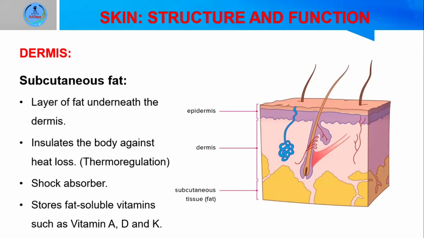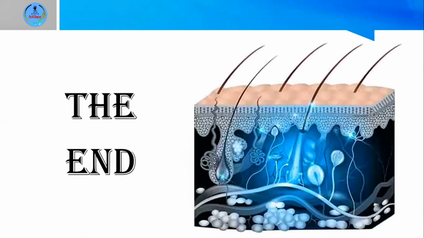Number two, it acts as a shock absorber. It protects the internal parts of the body from mechanical damage. And lastly, it stores fat-soluble vitamins such as vitamin A, D, and K. Now, we have fat-soluble vitamins. We also have water-soluble vitamins. So the fat-soluble vitamins are the ones that are stored in the subcutaneous fat. And that, my dear students, is that on the structure of the skin.